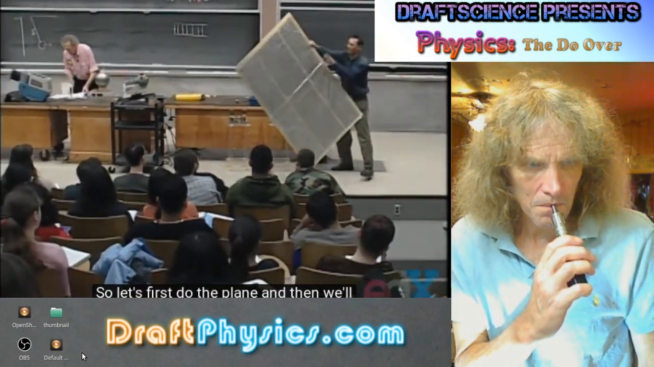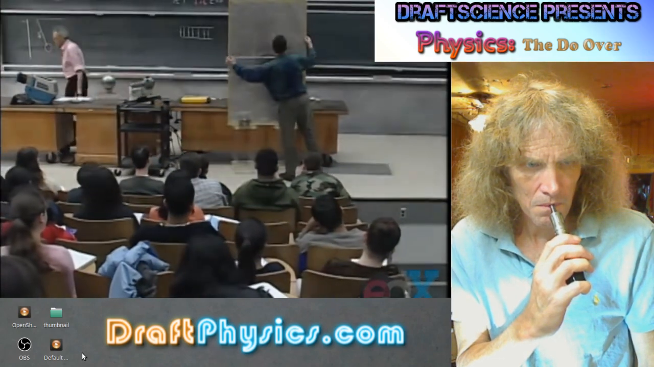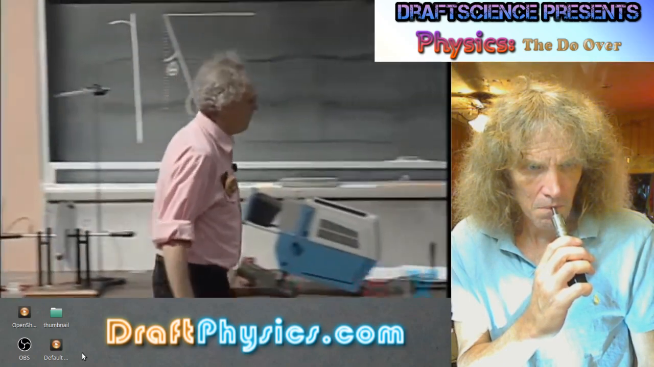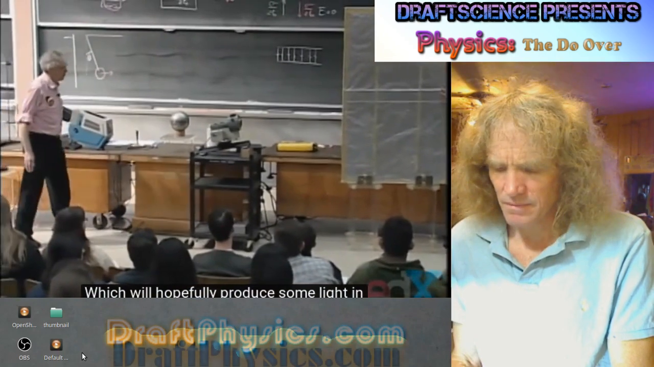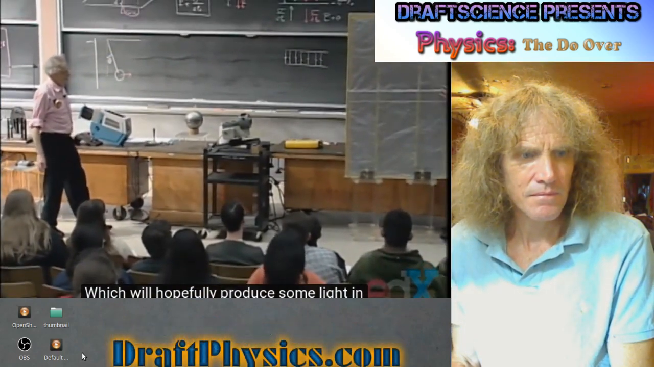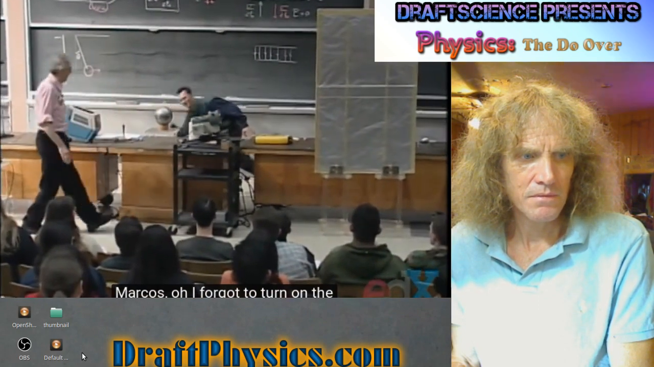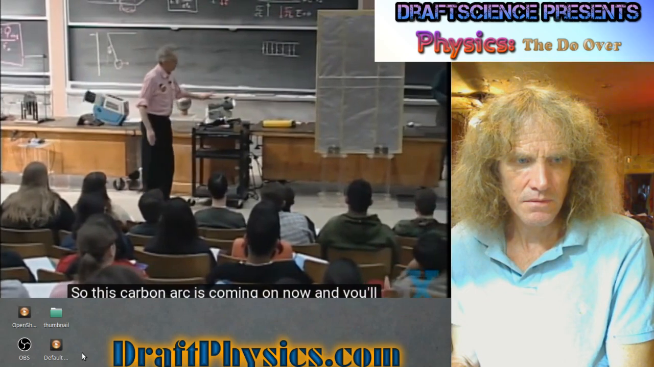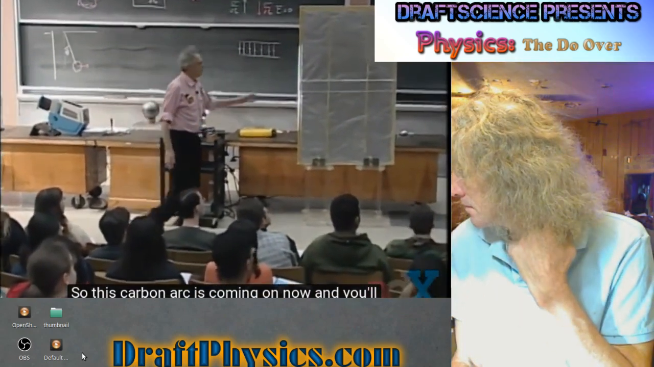So let's first do the plane, and then we'll try to do the single Van de Graaff. And we'll try to optimize the light conditions. We have a projection here. There's a carbon arc, which will hopefully produce some light in that direction, if the carbon arc works. Michael, oh, I forgot to turn on the power. Thank you. So this carbon arc is coming on now, and you'll see there the shadows on that wall.